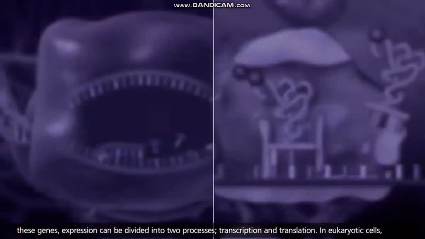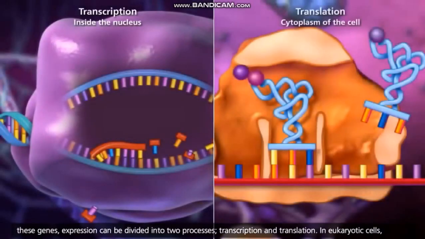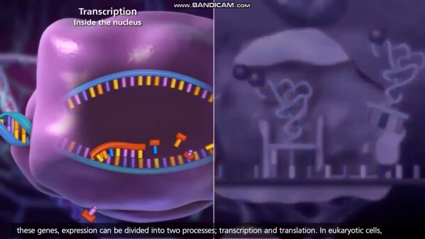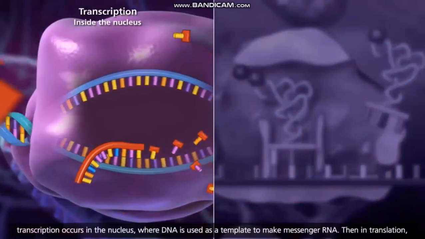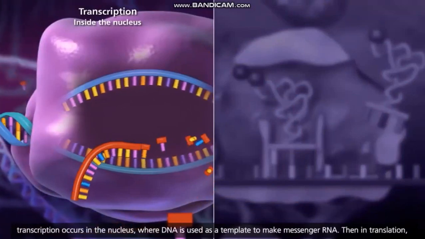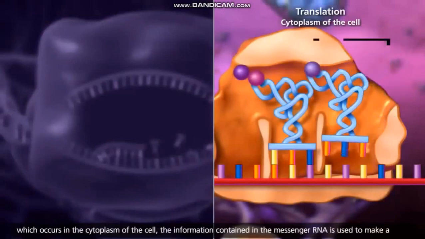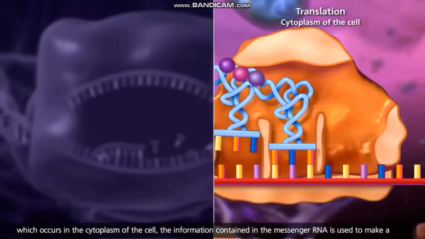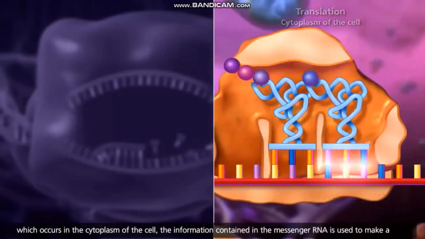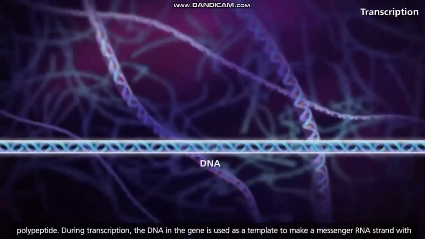For these genes, expression can be divided into two processes, transcription and translation. In eukaryotic cells, transcription occurs in the nucleus where DNA is used as a template to make messenger RNA. Then in translation, which occurs in the cytoplasm of the cell, the information contained in the messenger RNA is used to make a polypeptide.